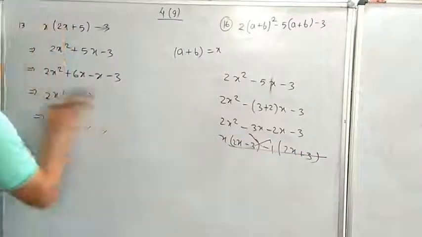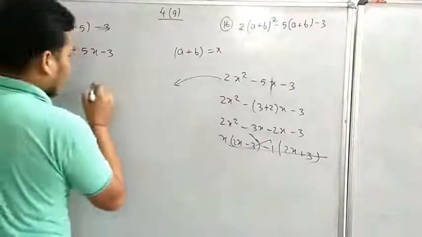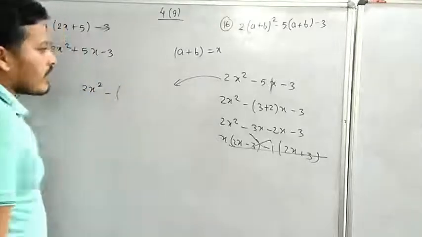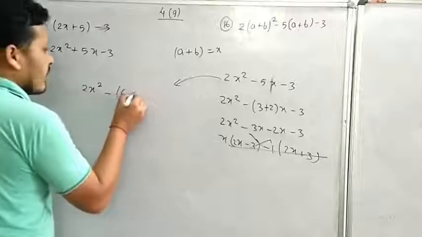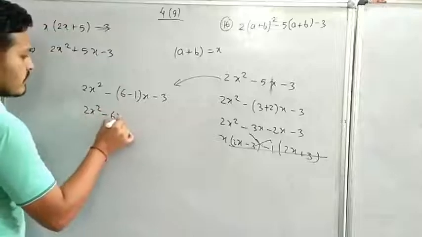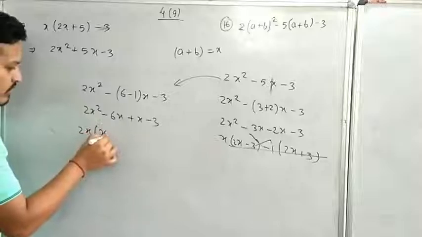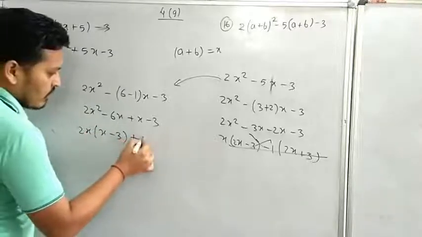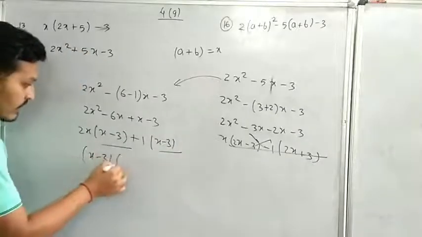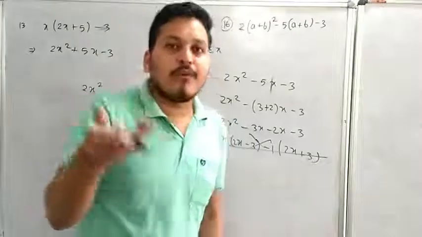It means we have to change the pattern of the factors. Okay, तो 2x square, this is negative, then we can take 6 minus 1. Okay, 6 minus 1 is 5, so 2x square minus 6x plus x and minus 3. On solving this, 2x is common, so x minus 3, plus 1 is common, and x minus 3. x minus 3 is the same, common out, then 2x plus 1 is left. So this is the factor of the given question, but our question is in the form of a and b.